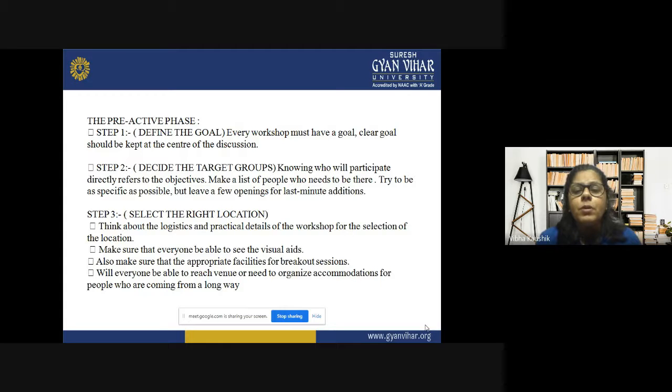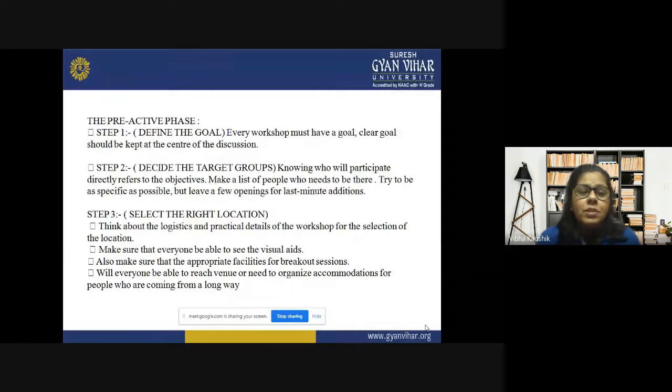Make a list of people who need to be there. It means these are the experts of that particular field who need to be in that workshop. Try to be as specific as possible. You have to be as specific as you can, but leave a few openings for last-minute additions. There should be some opportunities so that last-minute additions can also be made.